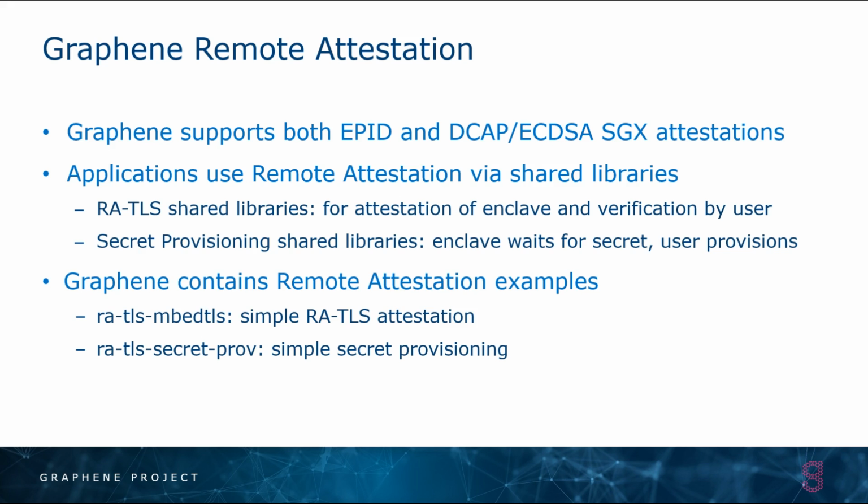And in our GitHub repository, Graphene contains two remote attestation examples. The first one is RA-TLS mbedTLS, a simple RA-TLS attestation embedded in a simple client-server mbedTLS interaction, and the second is RA-TLS secret provisioning, which shows a simple example of provisioning a secret to the enclavized application.